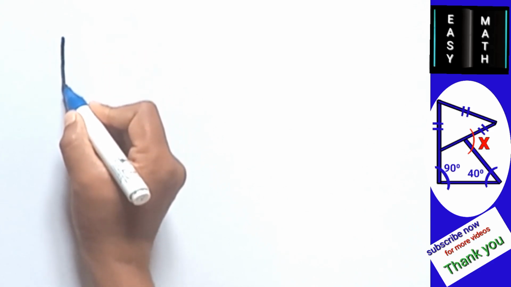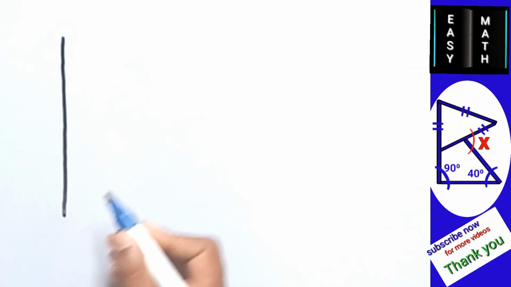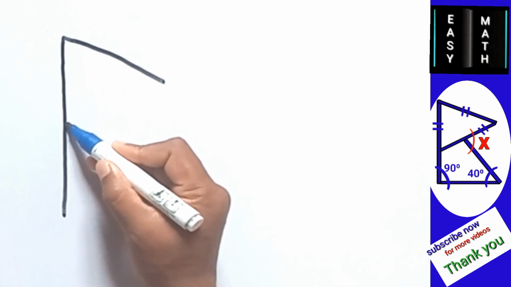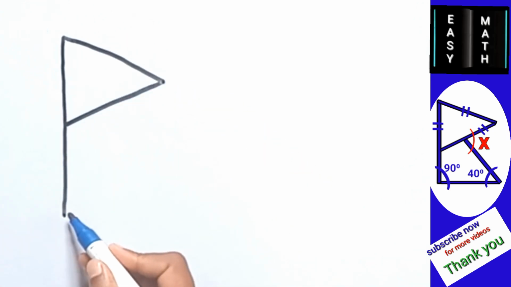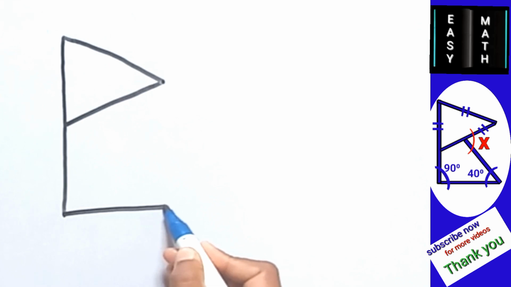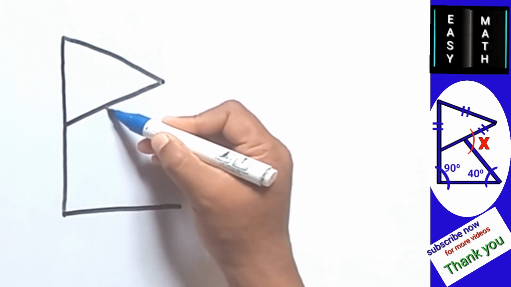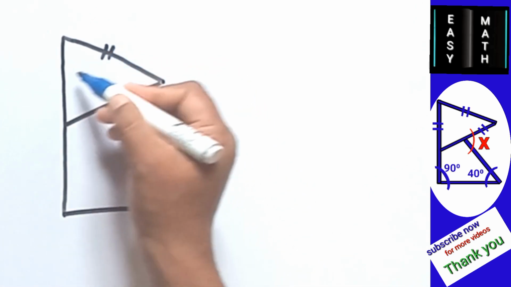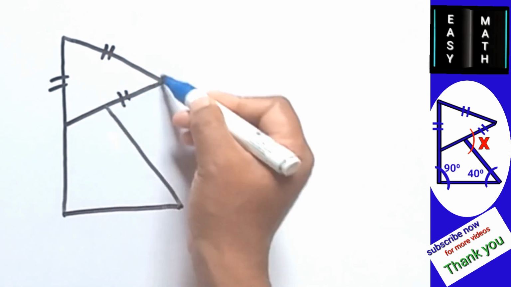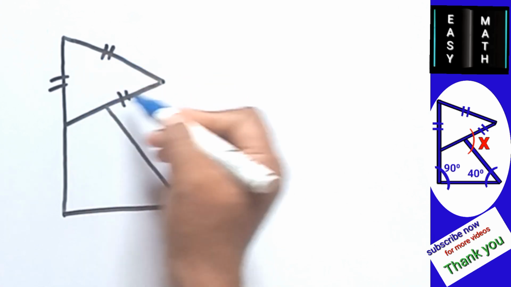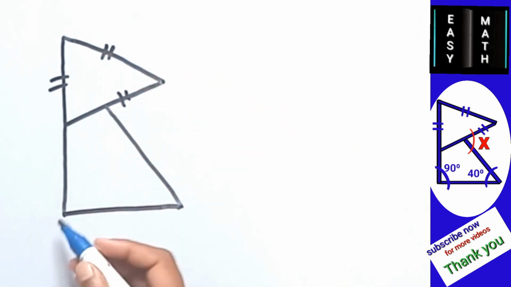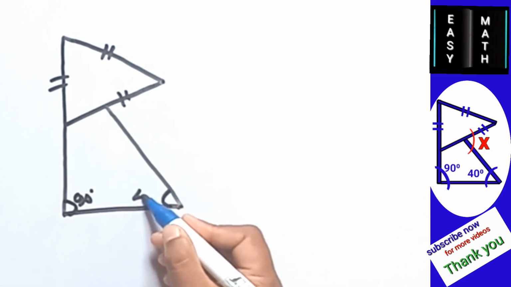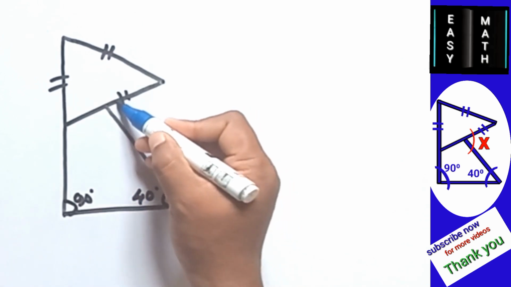In a diagram, this is the diagram. And this is in a diagram, and this side, this diagram side, all sides are similar, and this angle is 90 degrees and this angle is 40 degrees. So find out this angle.